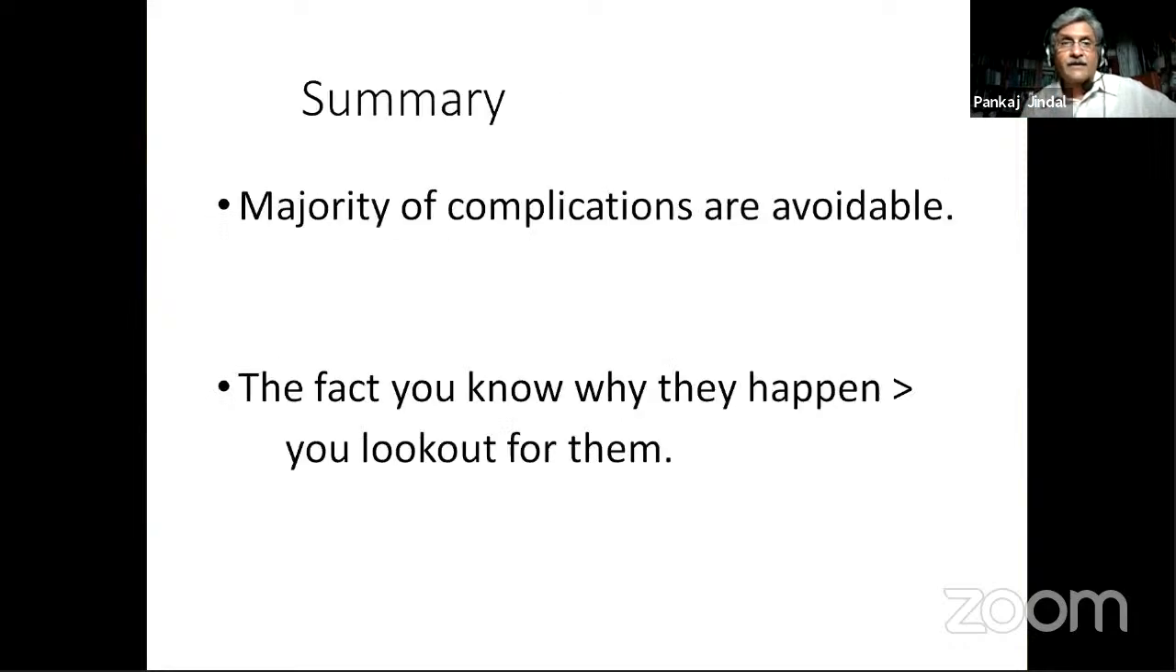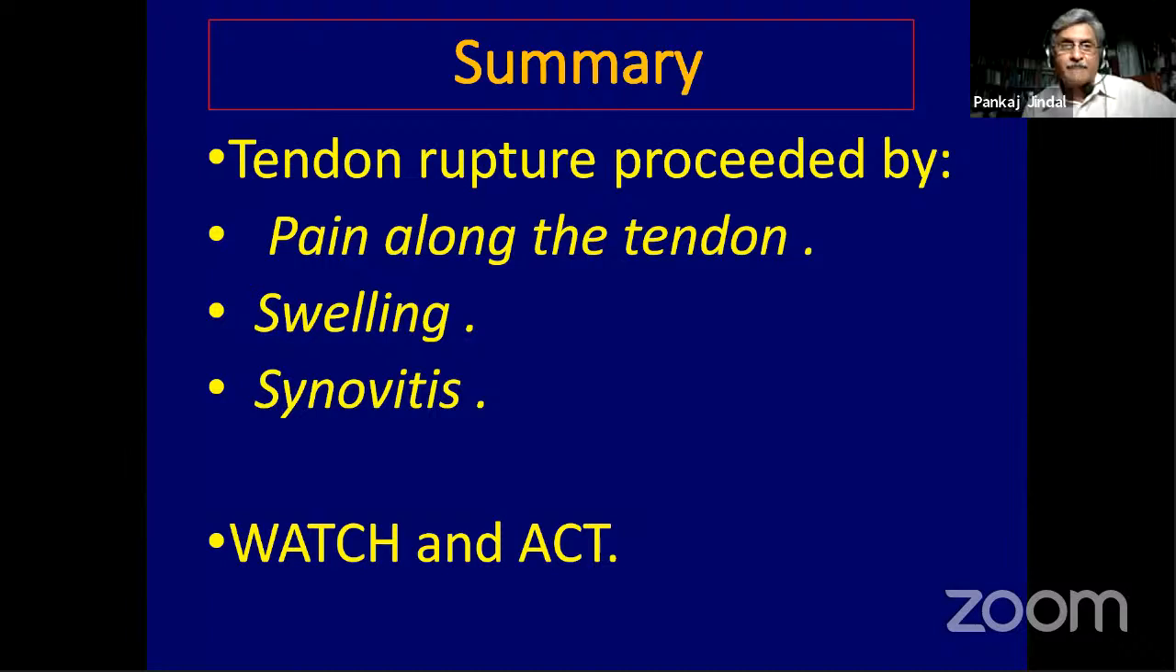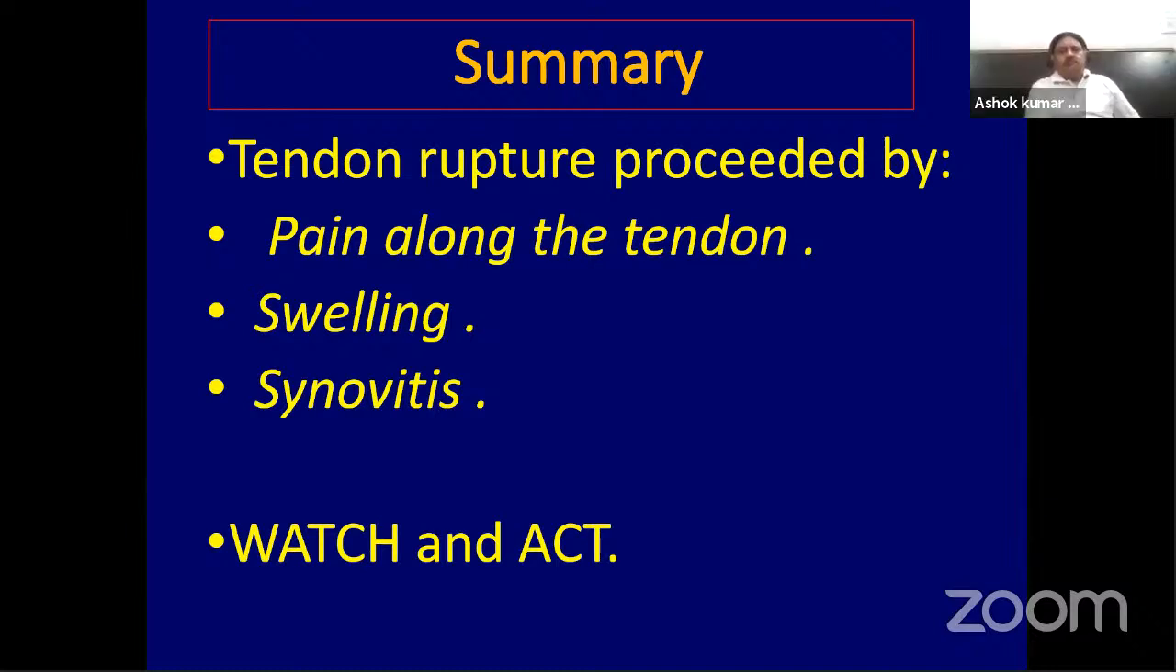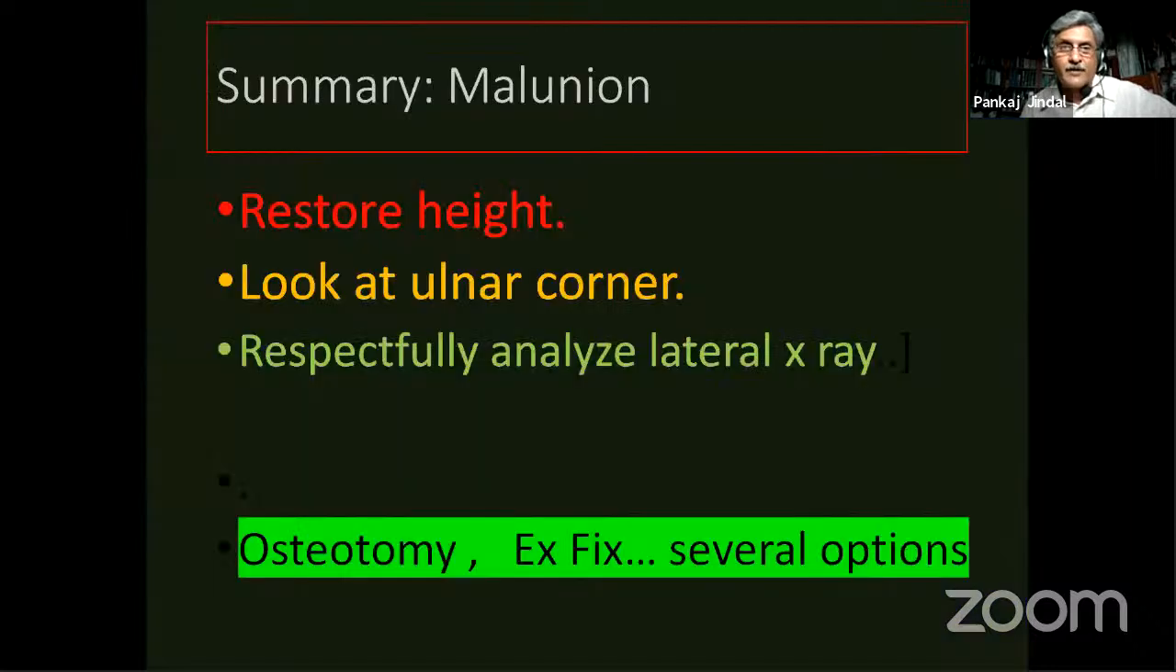So in summary, the majority of complications are avoidable. The fact that you know that they are likely to happen, you look out for them. If you look out for them, you can avoid these problems. You can avoid tendon ruptures because they are preceded by pain along the tendons, swelling, and synovitis. Once you see problems, look into it, take out your implant or the offending screw, and you can avoid a tendon rupture. If at all you see a tendon rupture, of course, tendon transfers help you overcome the problems here.